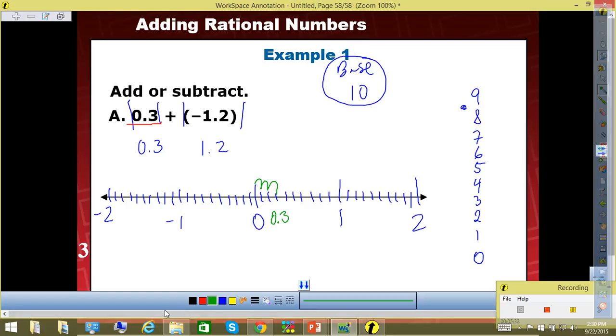So far, so good? From there, what is the second number that they give us? 1.2, and we're going to the left. So how many lines are we going to skip? This was 3. How many are these? 12. So we're going, starting here, we go 1, 2, 3, 4, 5, 6, 7, 8, 9, 10, 11, 12. And where did I land? This is at negative 0.9. Does everybody see that? Copy that, please.